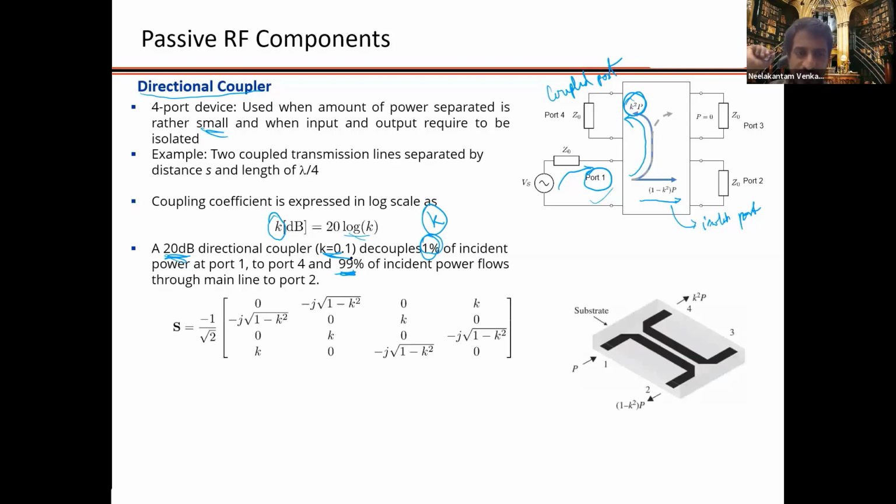So these are the ideal S parameters for a directional coupler, where this is the coupled port. The rest of the power flows in here. Port 3 should be the isolated port. This guy is the isolated port. This is the coupled port. That means what you feed here, nothing goes here. Part of it goes here, part of it goes there. This is completely isolated.